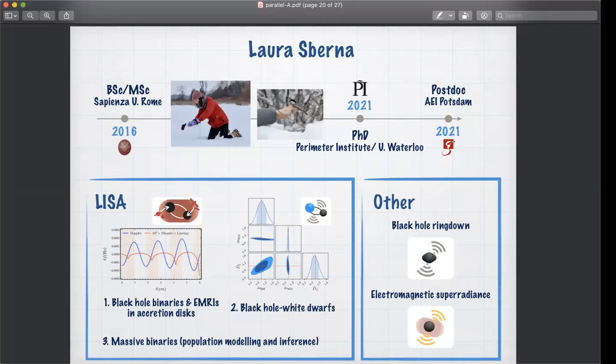And what we found in our analysis was that if we model the mass transfer between the white dwarf and the black hole, then we think that LISA will be able to measure all the relevant binary parameters, so the mass of the star, the mass of the black hole, and the luminosity distance. And this is despite the fact that the signal from these binaries is quasi-monochromatic, so it has very little information in it.